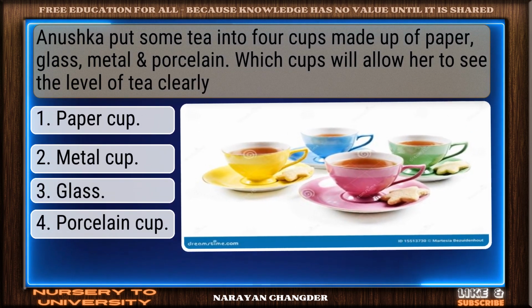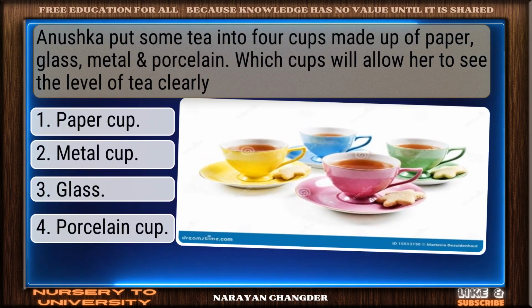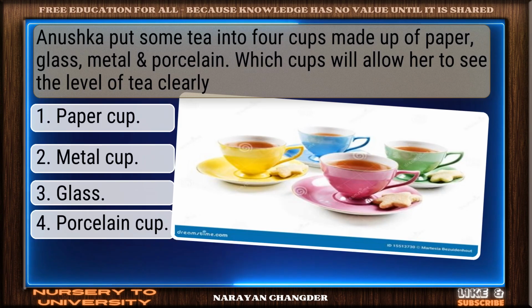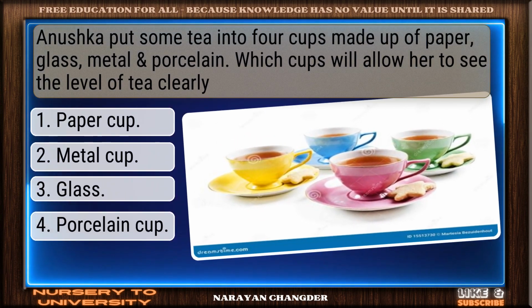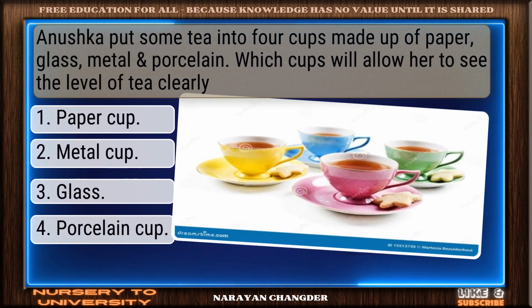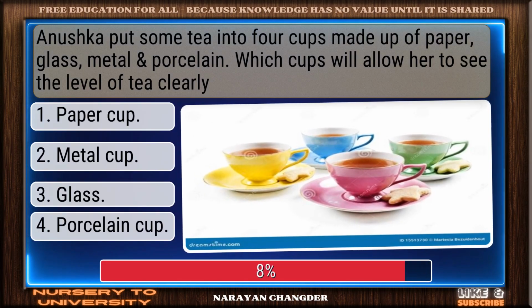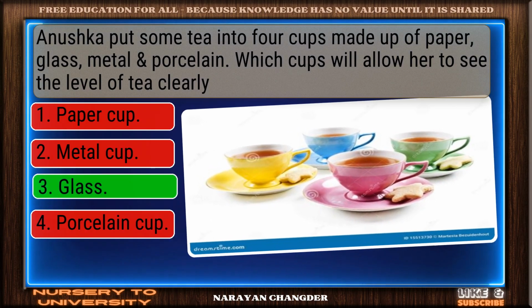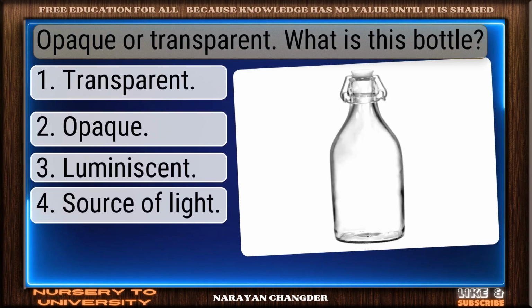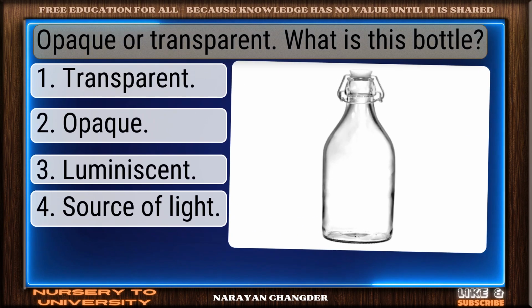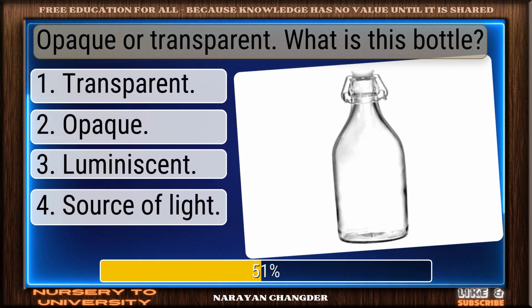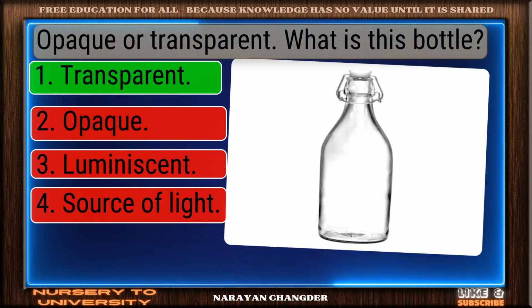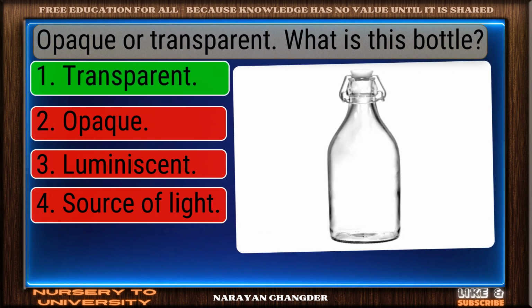Anushka put some tea into 4 cups made up of paper, glass, metal, and porcelain. Which cups will allow her to see the level of tea clearly? Sharp thinking. Glass is the right choice. Opaque or transparent? What is this bottle? Great job. Transparent is the accurate answer.